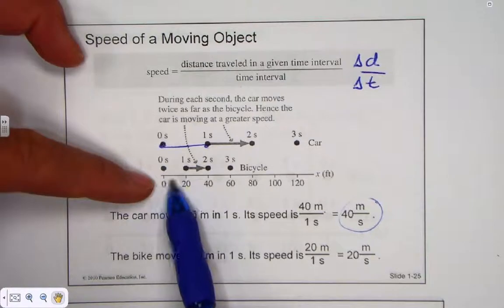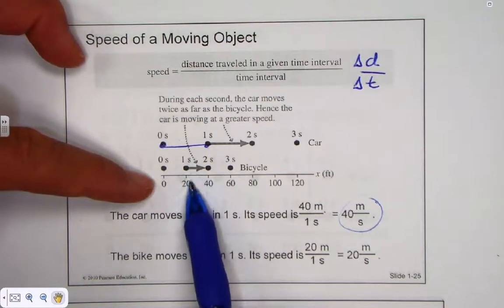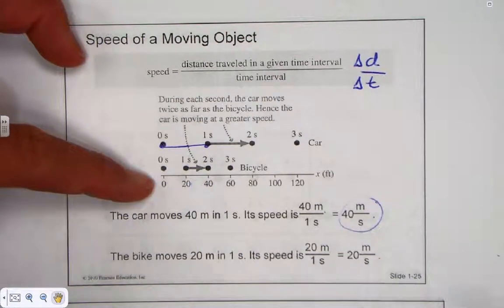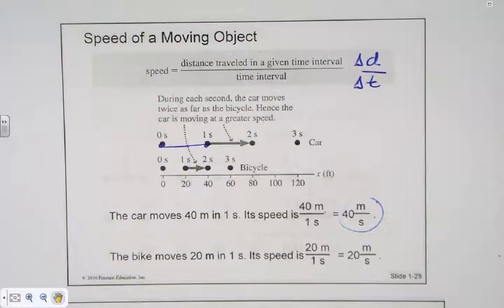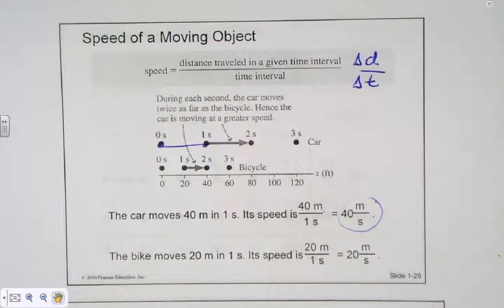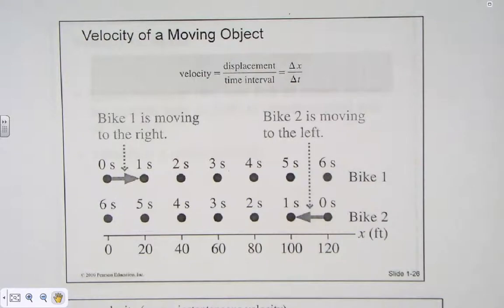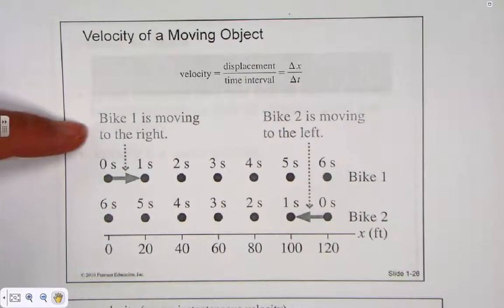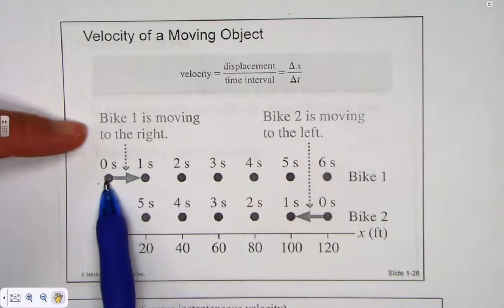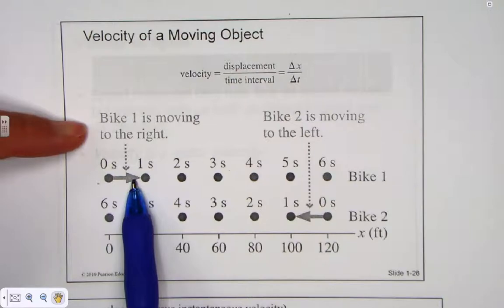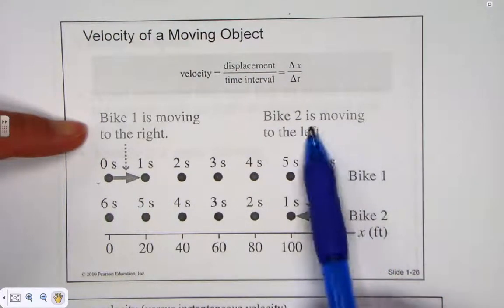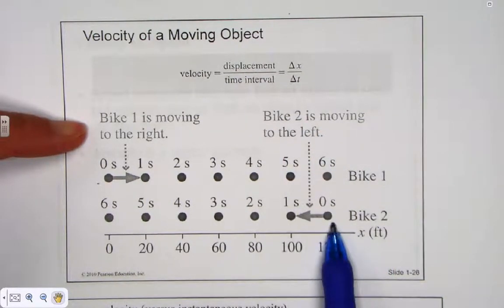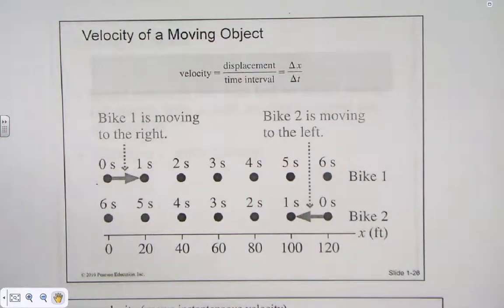Now the bicycle only made it 20 meters in 1 second, which we would report as 20 meters per second. The per is showing a ratio. In every 1 second, it was traveling a certain distance. Bike 1 is moving to the right. We see this arrow here showing its magnitude. Bike 2 is moving to the left. So we're looking at an opposite direction here.